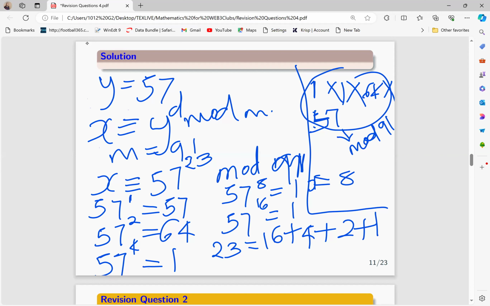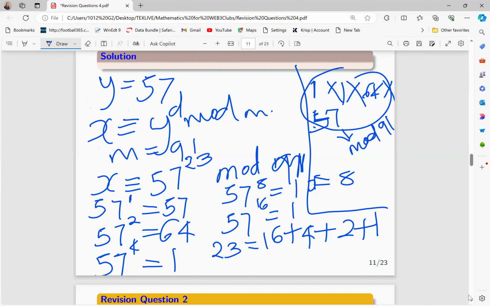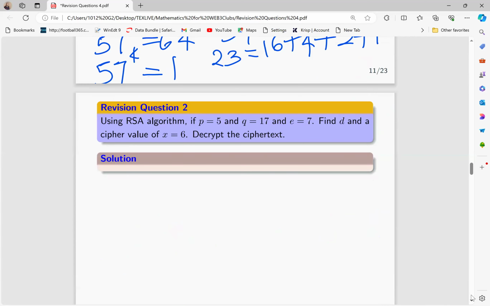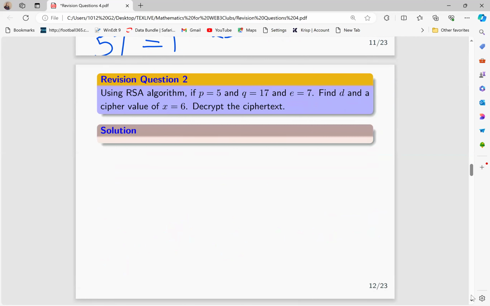Great. Now the next question. The next question is here. Just change the values of P, Q, and E, but the working is the same.